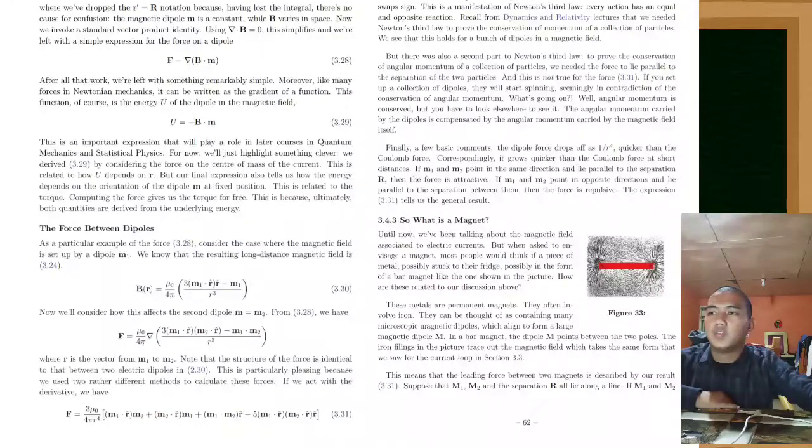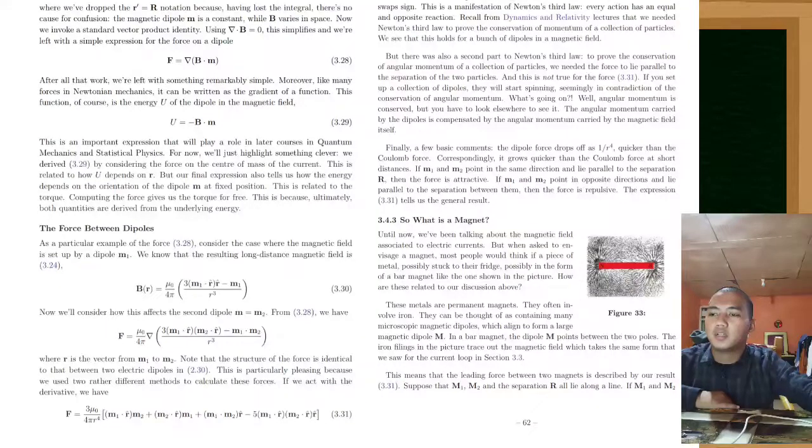First note that if we swap m1 and m2, so that we also send r to −r, then the force swaps sign. This is a manifestation of Newton's third law. Every action has an equal and opposite reaction. Recall from the Dynamics and Relativity lectures that we need Newton's third law to prove the conservation of momentum of a collection of particles. We see that this holds for a bunch of dipoles in a magnetic field.